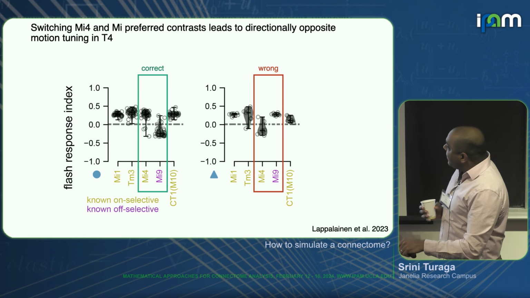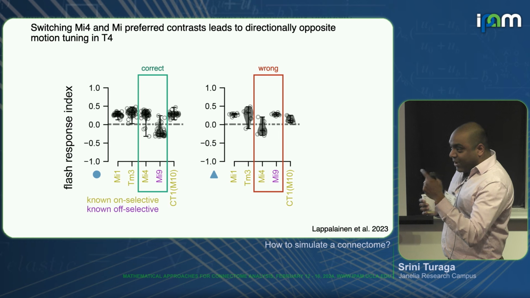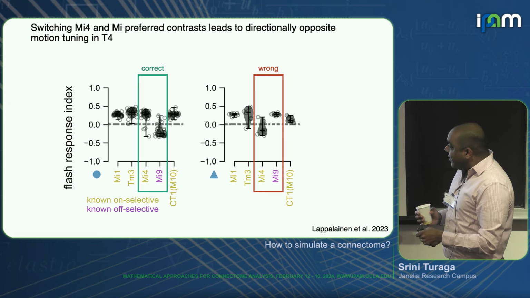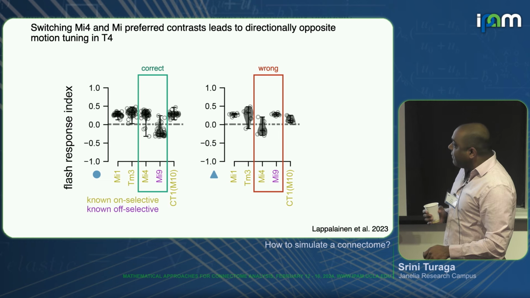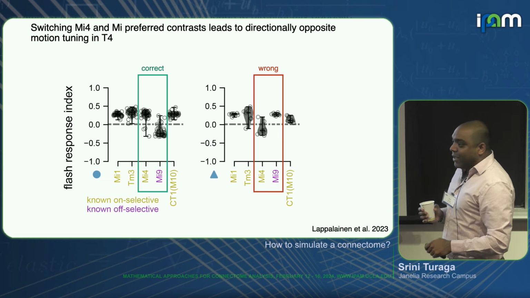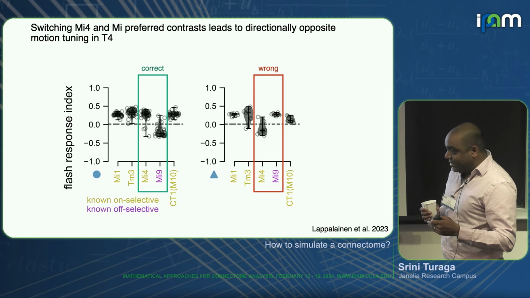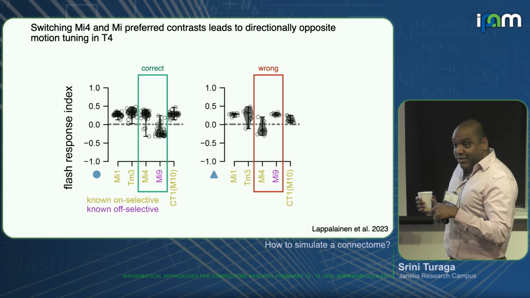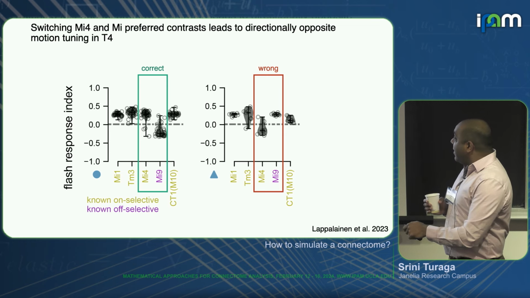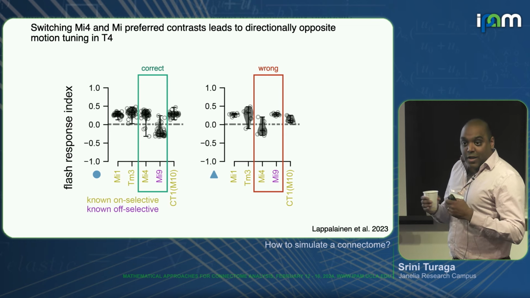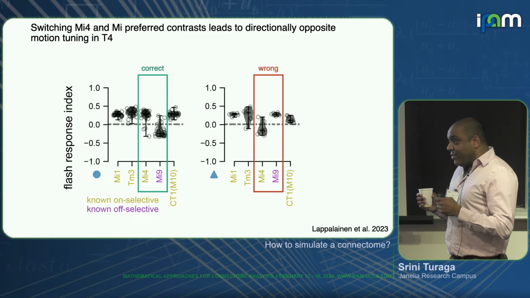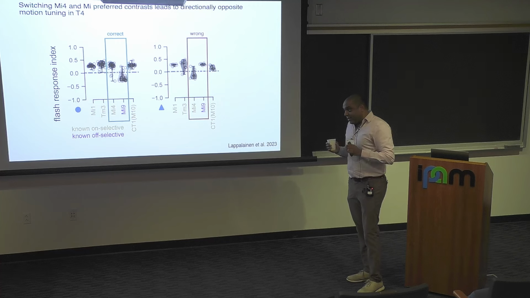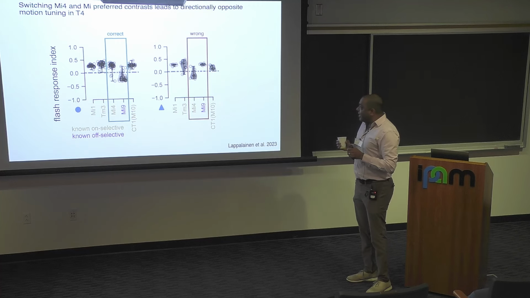And in particular, the correct direction selectivity response cluster also included the correct predictions for the input neurons for their on and off selectivity. Whereas the cluster that had the wrong directional tuning had wrong on-off selectivity for the input neurons. So these clusters are correlated in exactly the way that Vivek was saying.